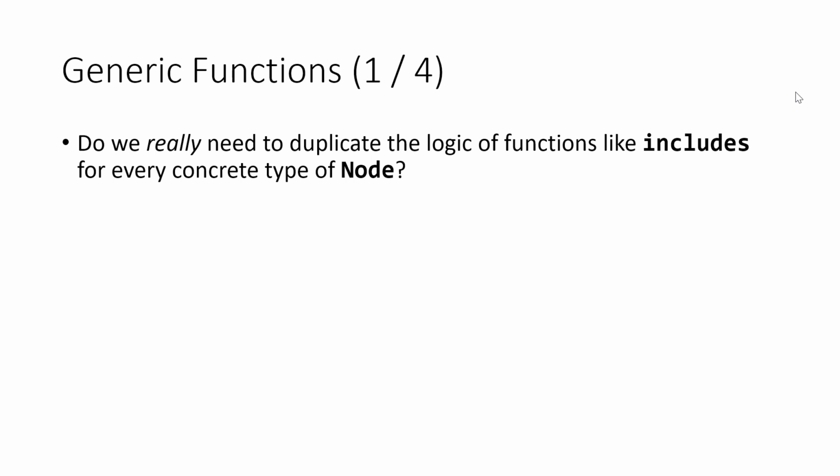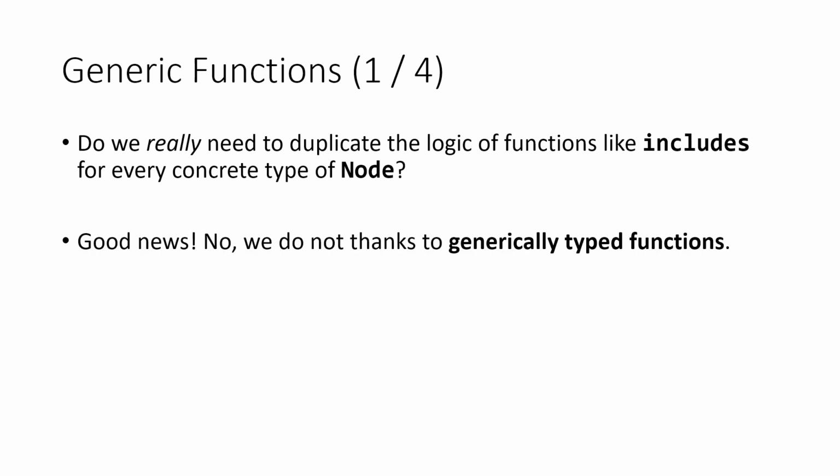We don't need to have duplicate logic for functions like includes for every type of node that we might want to use. Just like we can generically type classes so that we can have classes with properties whose types aren't decided until we need to use them, like we saw with the node class, we can have functions with generic types as well, so that we don't have to know exactly what types of parameters some function is dealing with until you actually make use of that function.